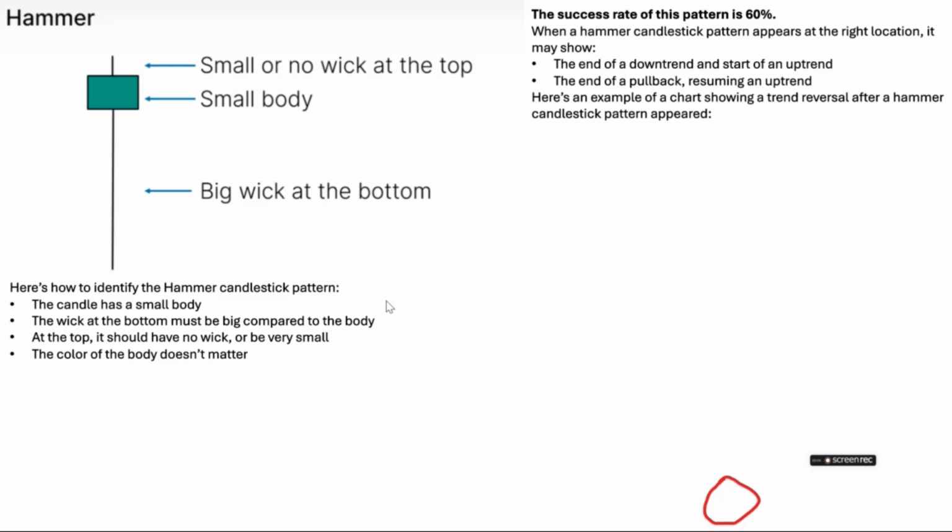It typically forms after a downtrend, signaling the sellers are getting exhausted and buyers are stepping in. The keyword here: reversal. And the success rate of this pattern would be 60%. Here is the example of the hammer.